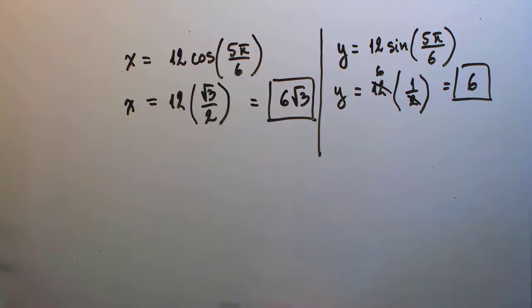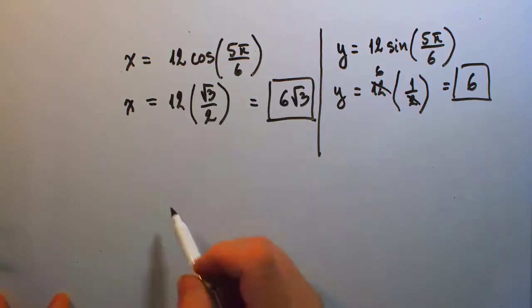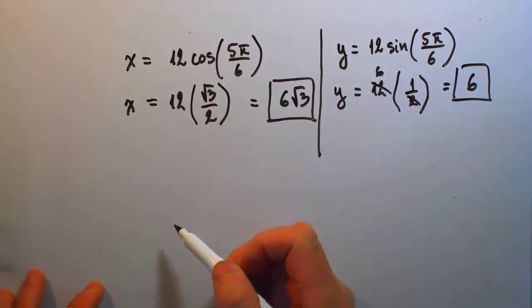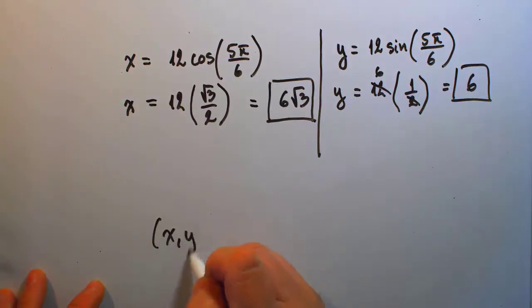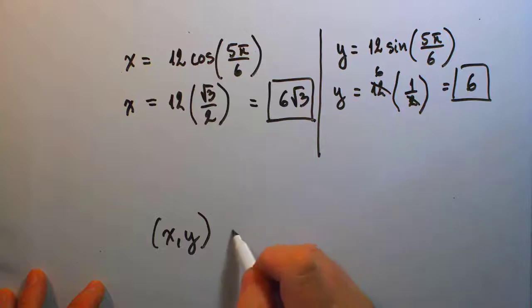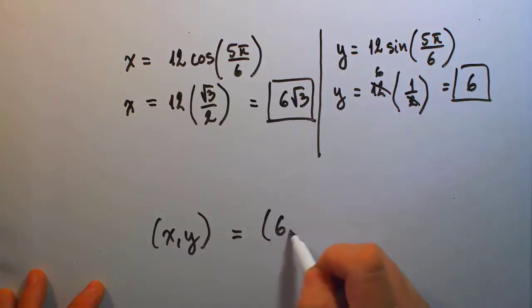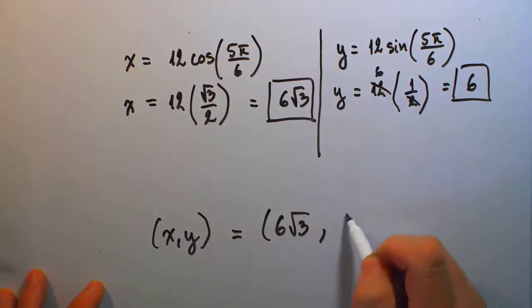So in that way, concluding our problem here, the coordinate pair of that terminal point must be 6 square root 3 comma 6.